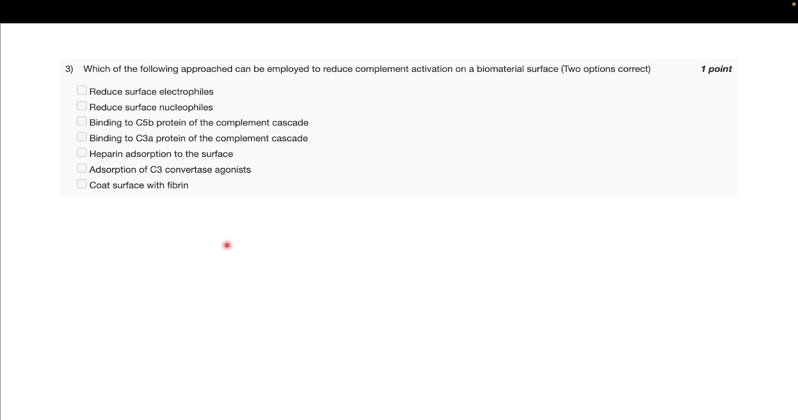Any volunteers? Option 5 and option 2. Option 2 is reduce surface nucleophiles and 5 is heparin adsorption to the surface. Okay, thanks for answering. Anybody else? No one? Okay. Yeah, you're perfectly right. The correct answer is reduce surface nucleophiles and heparin adsorption to the surface.